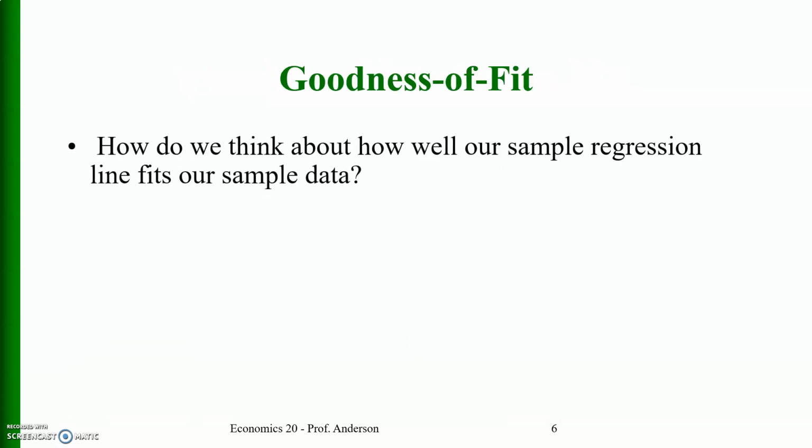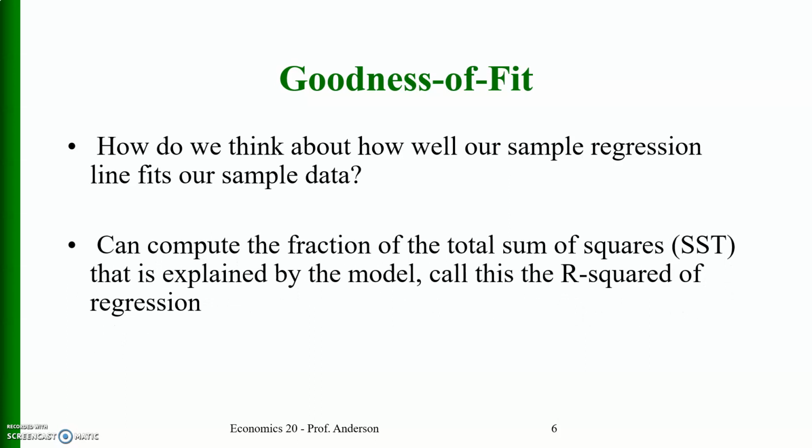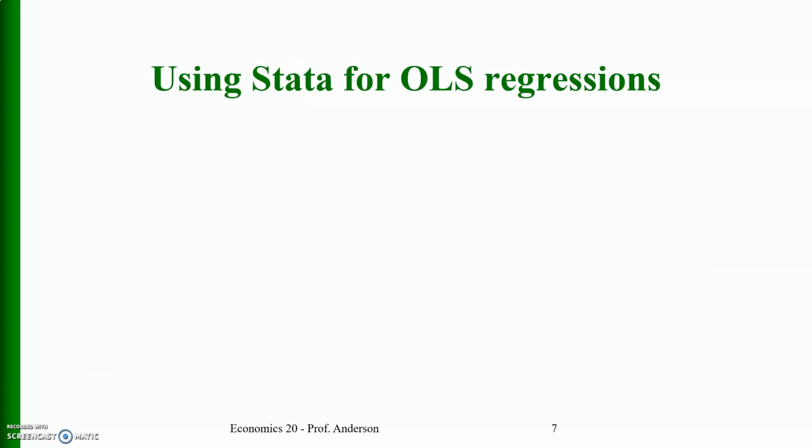Goodness of fit. We can think about how well our sample regression line fits our sample data. For this purpose, we can compute the fraction of the total sum of square that is explained by the model, and it is called the R squared of the regression or coefficient of determination. R square is equal to explained sum of square divided by total sum of square, and that is equal to 1 minus residual sum of square divided by total sum of square.